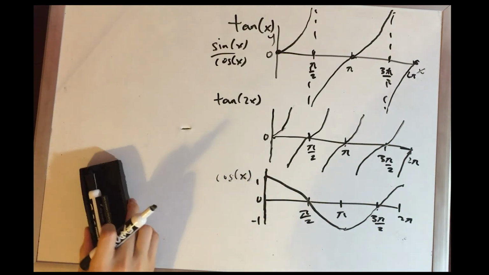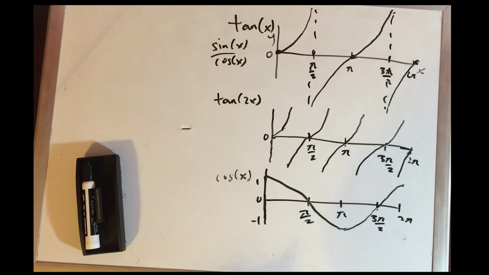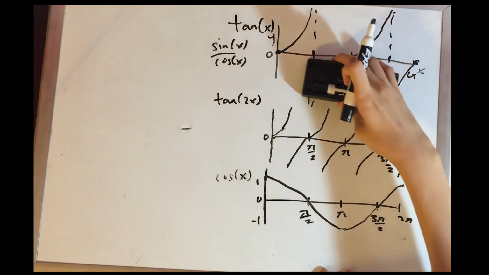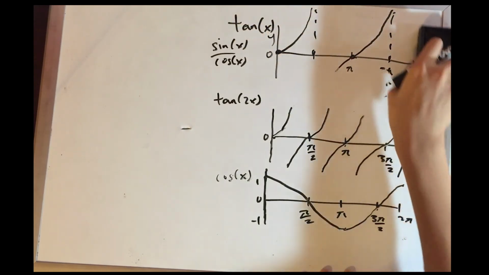And so cosine of x over 2, I'm kind of running out of space. I'll put it up here. I'll erase this because we don't need it anymore.